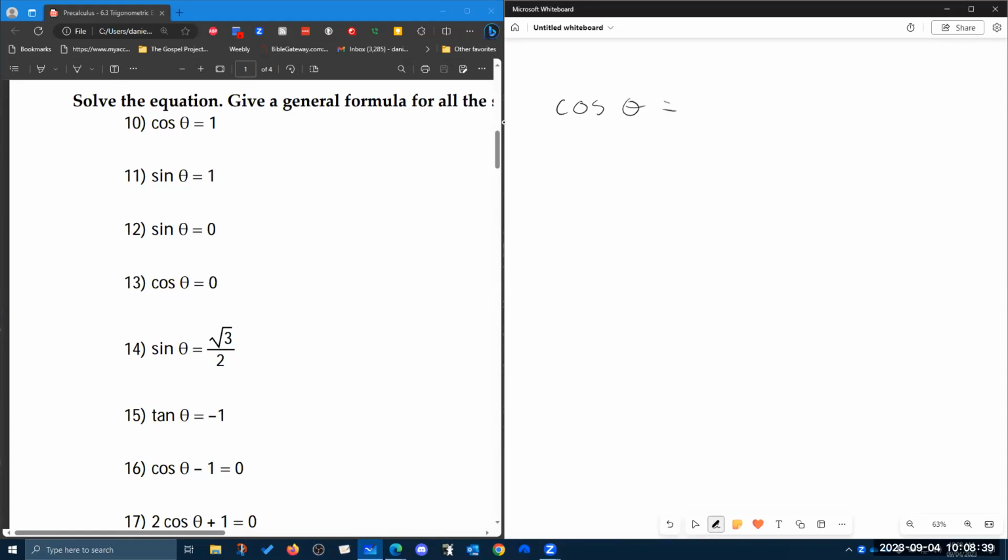Cosine of theta is equal to 1. We're only going to have one place that happens on the first revolution, and that's going to happen when theta equals 0. So theta is equal to 0 plus 2k pi. K is some element of the integers there. So we use a bold Z or a Z with an extra line here to represent the set of all integers. Integers are positive and negative whole numbers.